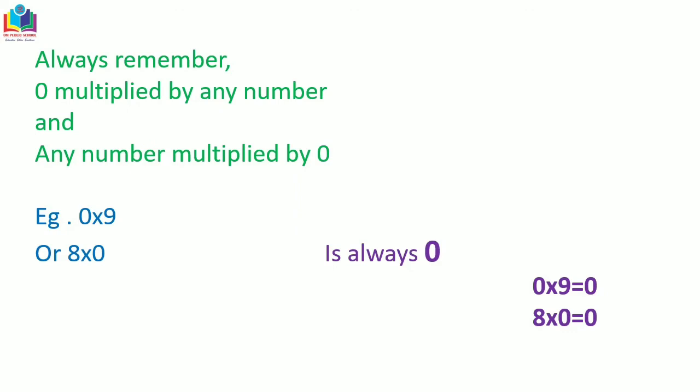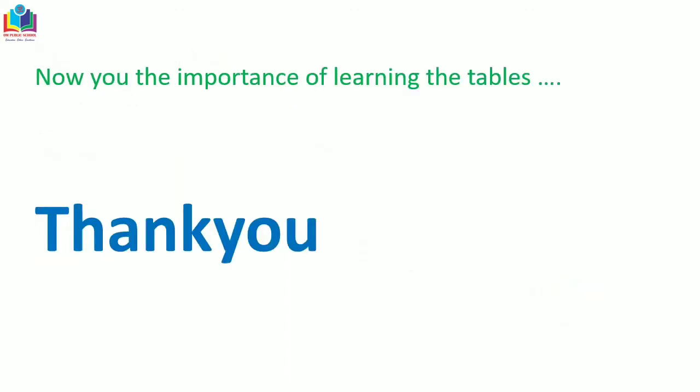Always remember, children, 0 multiplied by any number and any number multiplied by 0. Example, 0 into 9 or 8 into 0 will always give you 0. It can be any number multiplied by 0. It will always be 0. Now you know the importance of learning your tables.